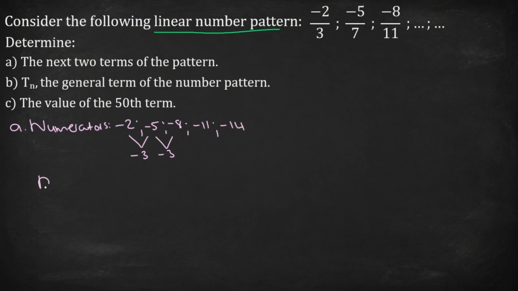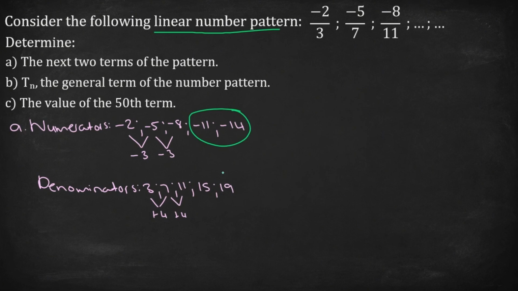Now let's look at the denominators. They are 3, 7, 11, and so on. So let's find the constant difference. 3 plus 4 is 7, and 7 plus 4 is equal to 11. That means the next term will be 11 plus 4 is 15, and then 15 plus 4 is 19. Now that we know what the next two numerators are and the next two denominators, I can combine them. So I'm going to write negative 11 over 15, and then negative 14 over 19. And this is the final answer.